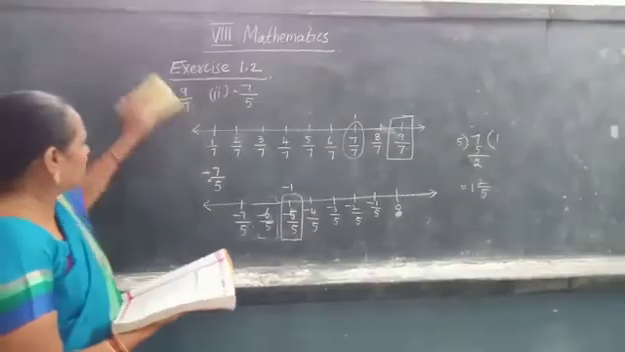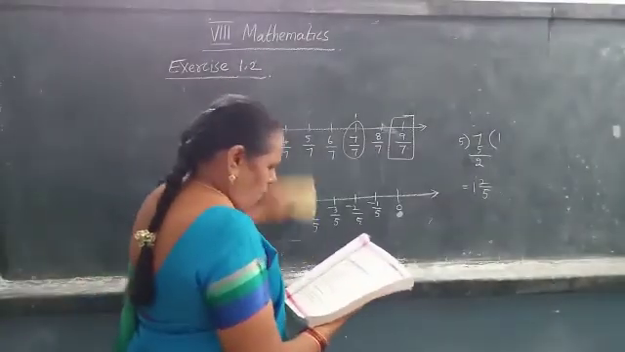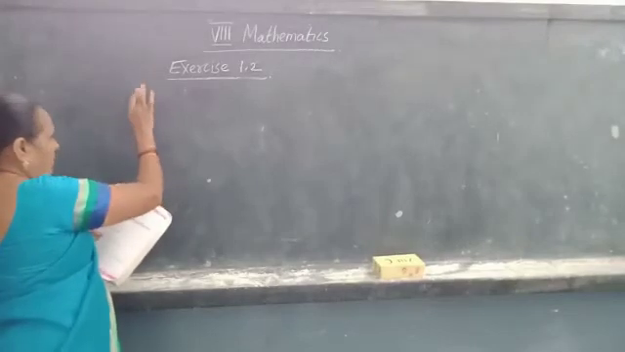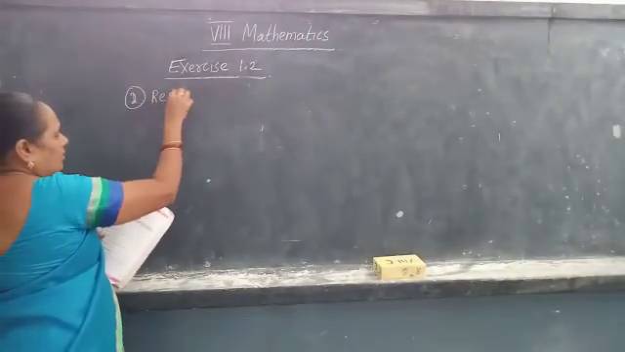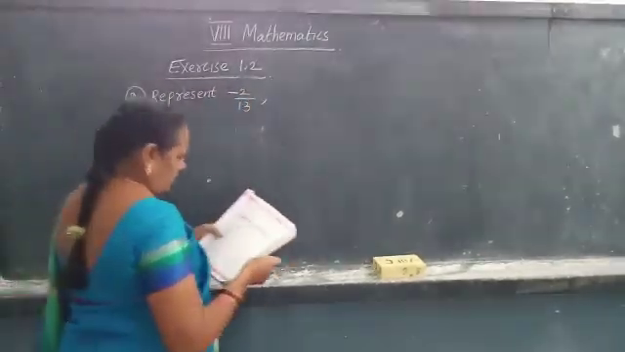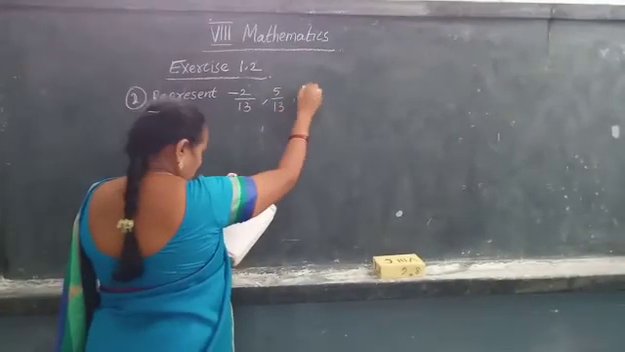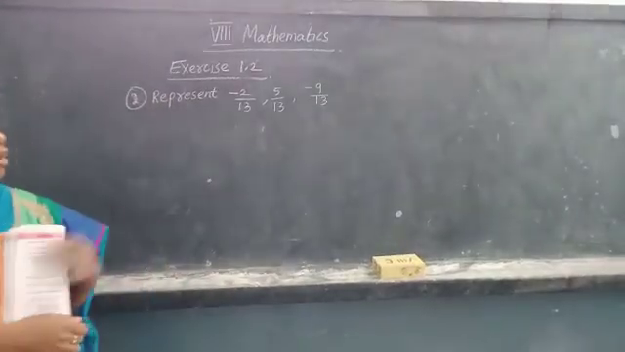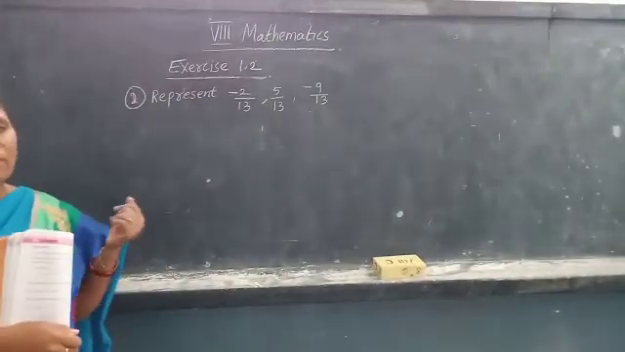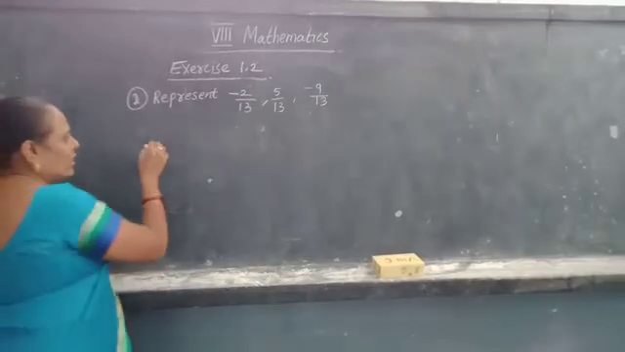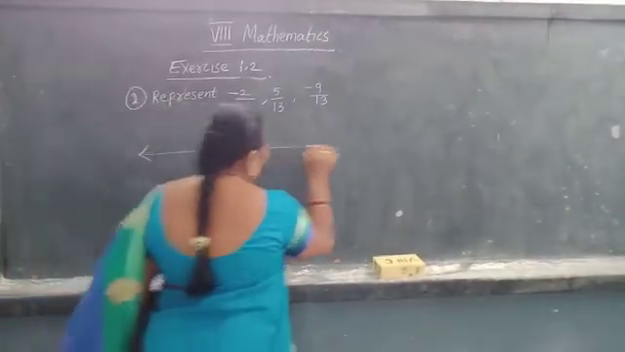Now the second one is represent minus 2 by 13, 5 by 13, minus 9 by 13 on the number line. Can I represent all these three rational numbers on the same number line? Yes, because the denominator is the same. I can represent all the three rational numbers on a single number line.